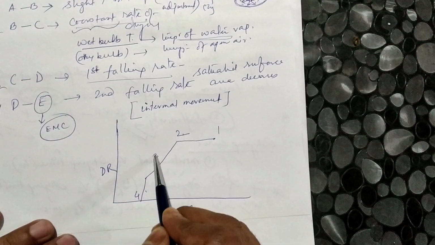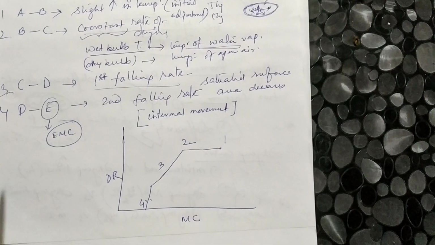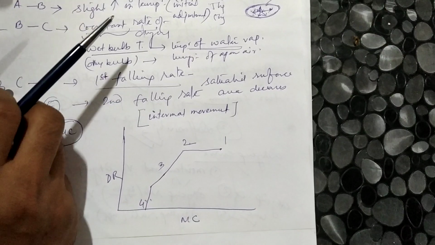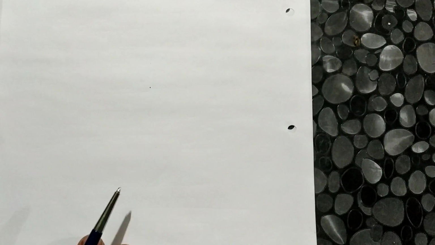Simply you can show 1, 2, 3, 4. Okay, the first relation is moisture content versus drying rate. Now we will see another relation, that is moisture content versus time. Okay, moisture content versus time.